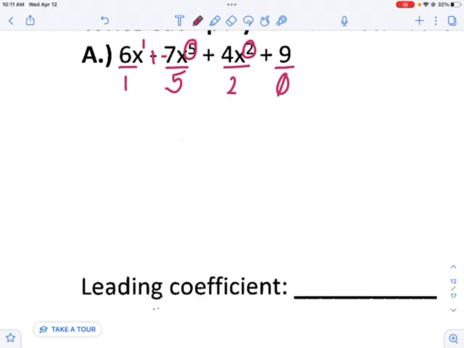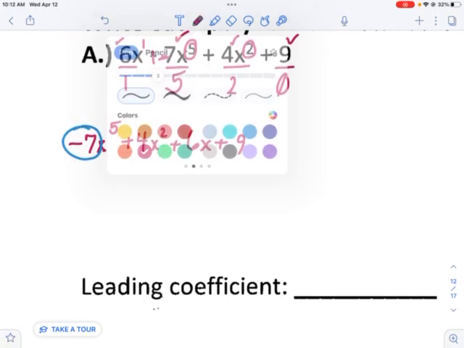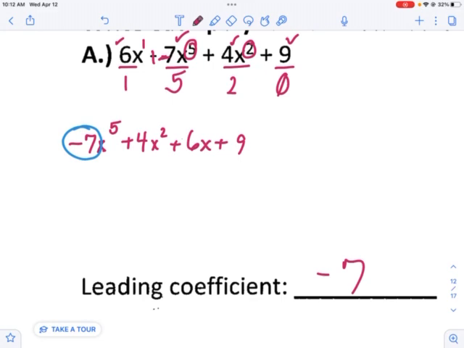So highest to lowest. Now we need to rewrite this, so we have the highest degree first. All right, remember that negative: negative 7x to the 5th plus 4x squared plus 6x plus 9. So that's written in standard form, highest degree to lowest degree, and my leading coefficient is simply the coefficient on the first term. So my leading coefficient is negative 7.